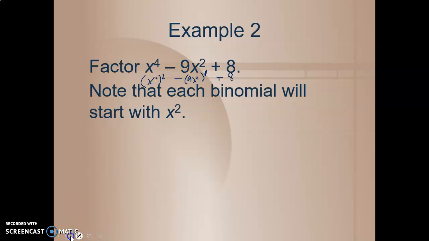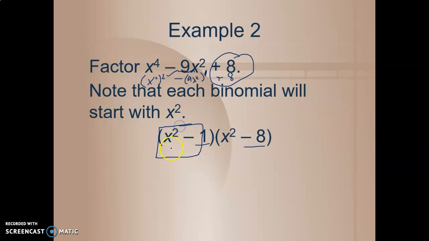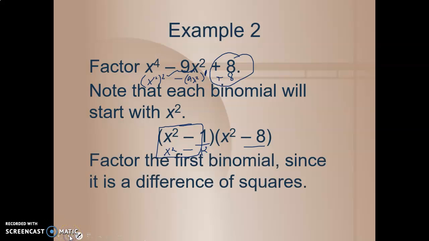We're going to split our first term into x squared and x squared. Then we're going to look for two factors of positive 8 that when added equal negative 9. And we get negative 8 and negative 1. Now we're not quite done just yet because, again, we have a difference of squares. This is x squared minus 1 squared. So we're going to factor that using our factoring pattern for a difference of squares, which creates conjugates. So we have x plus 1 and x minus 1. 8 is not a perfect square, so we don't have to worry about a difference of squares there.